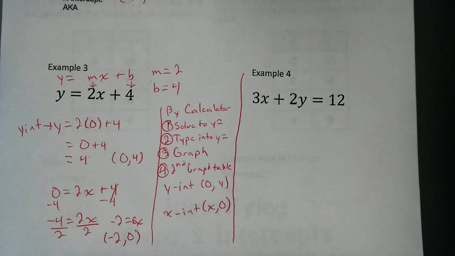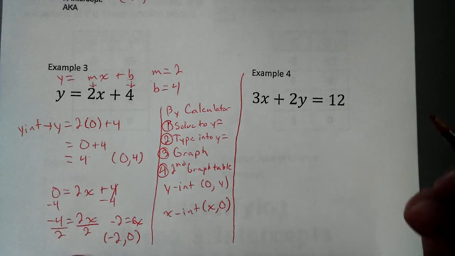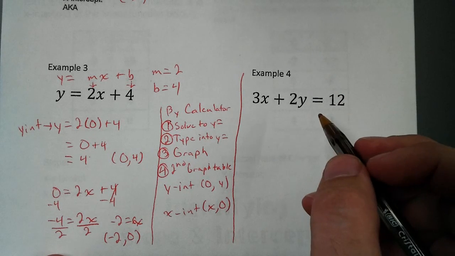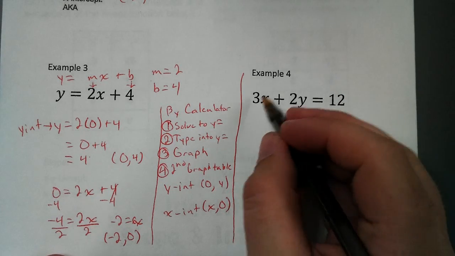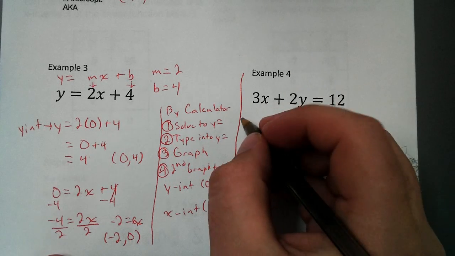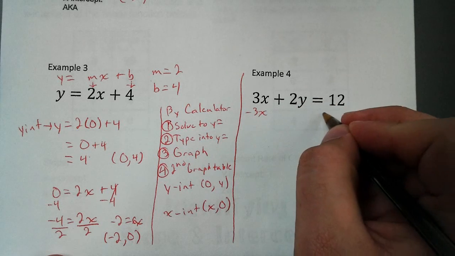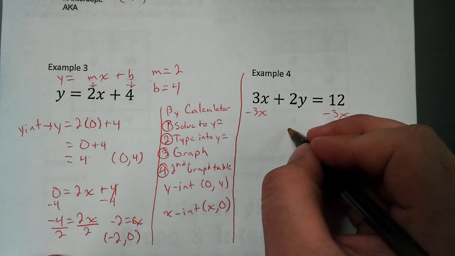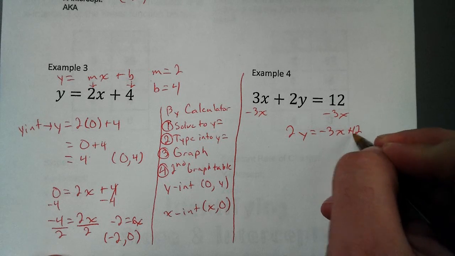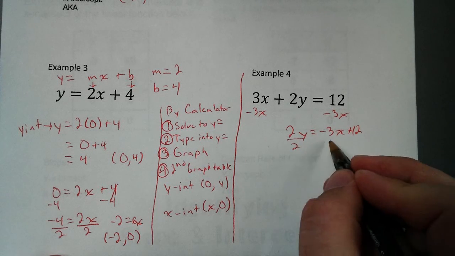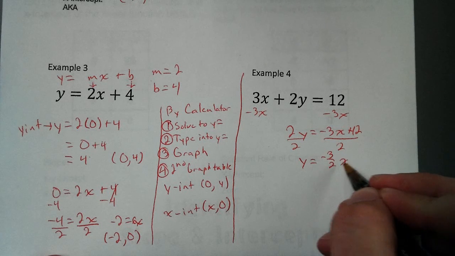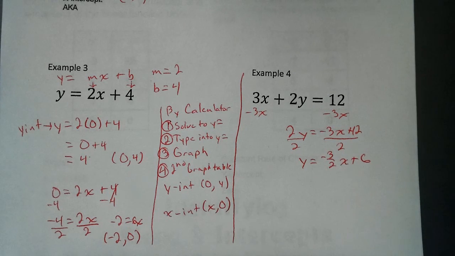Alright, we're going to keep going with example number 4. So first, we're going to have to solve this until it's in slope-intercept form. So we move our x. How do we move a positive 3x? Good, we're going to subtract 3x. Bring everything down. And now we divide by our y. So y equals negative 3 over 2x plus 6.